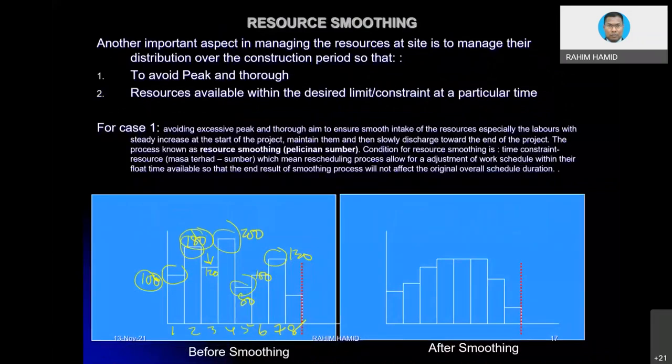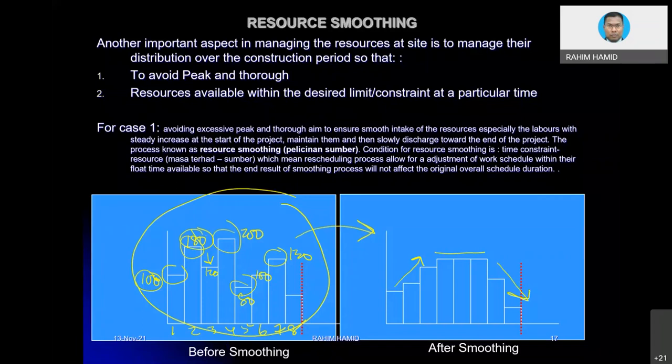So the issue is that, can we transform this graph into this kind of graph? This is what we call resource smoothing, where we are going to increase the utilization of resources slowly so that we have ample time to get people, to secure the number of people, and then the peak is there. And then when we do not need so many people, we also have ample time, because it is a gradual decrease, so that we can channel the workers to other places or other projects or whatever.